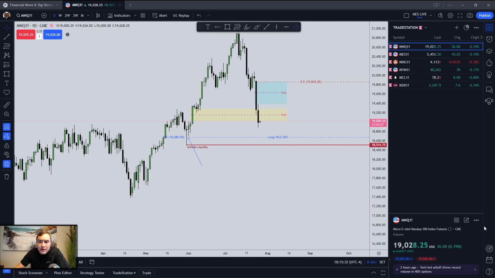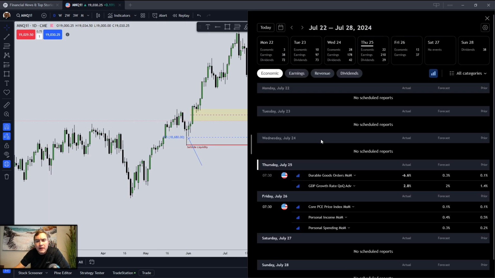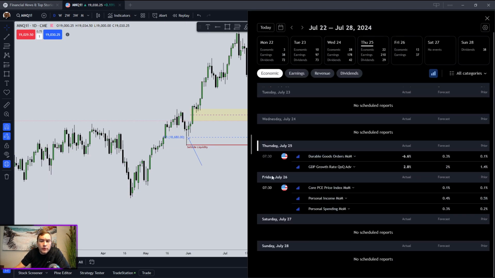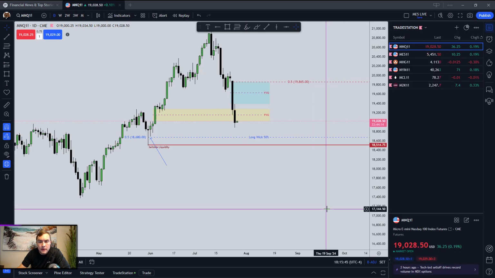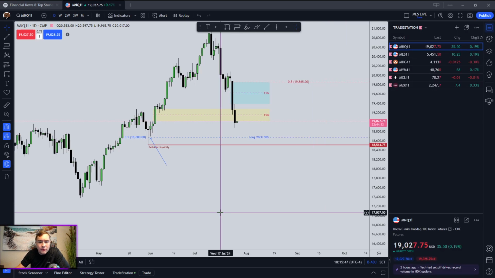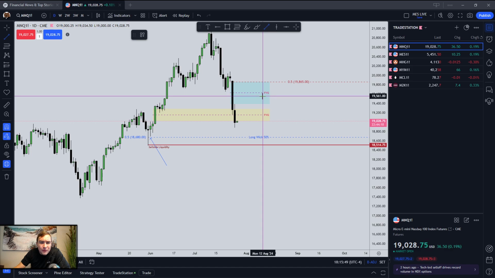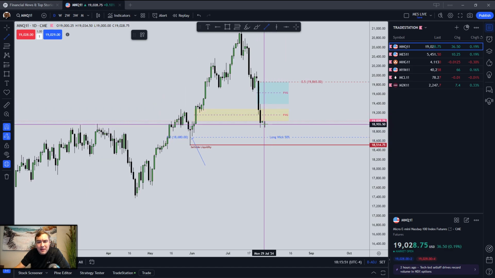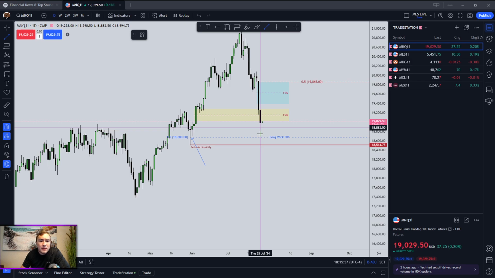Guys, coming into Friday's trading action, I think it's important to mention that we do have economic news coming out Friday, July the 26th. We have Core CE Price Index, personal income month over month, and personal spending month over month. So that's something to be on the lookout for as well. If I had to predict what my bias is coming into Friday, I think we're probably looking at the market running on Thursday's low.